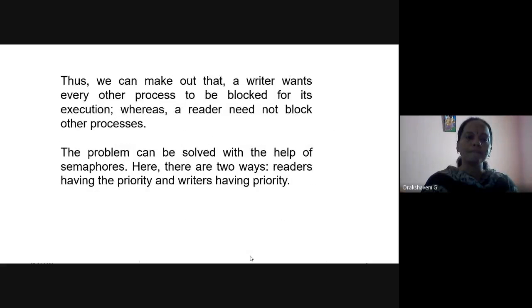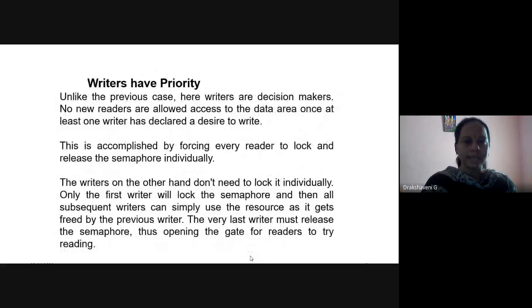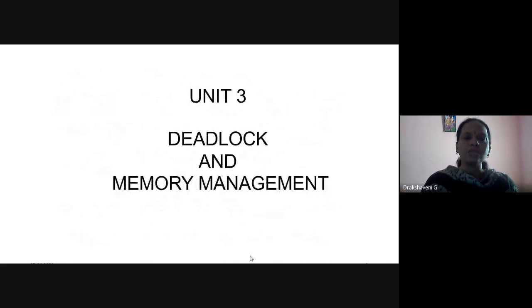So by this, I complete your second unit. Next we move on to the third unit, which is deadlock and memory management. So first we see what is deadlock.